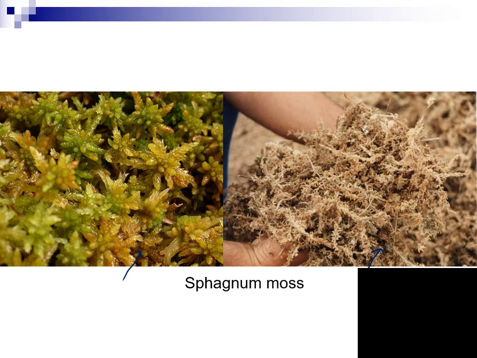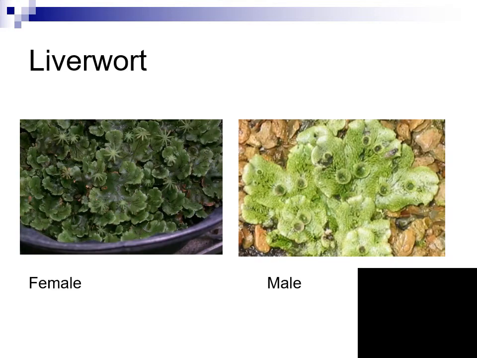Sphagnum moss looks like this. This is living sphagnum moss. This is dried out sphagnum moss. And so you might find this at the garden center to put in the top of your pots if you're planting plants in pots and you want to conserve moisture. People use it for all different kinds of craft projects, so they sell it at Hobby Lobby and Michael's and places like that. So these mosses are used for other things besides decorative or something like that.